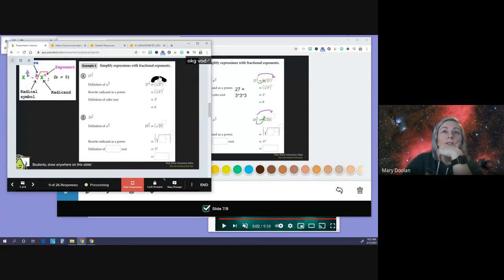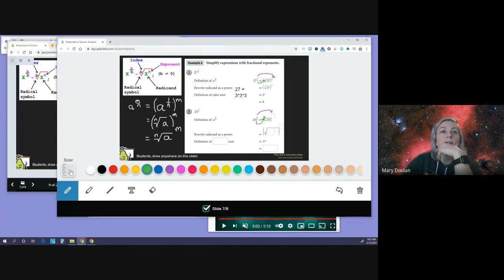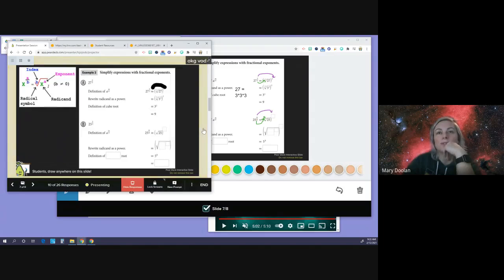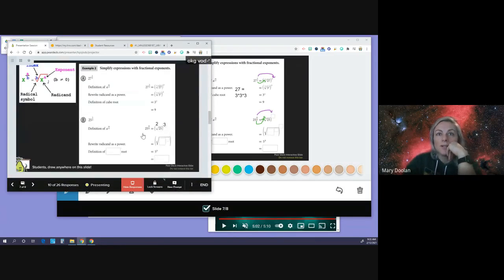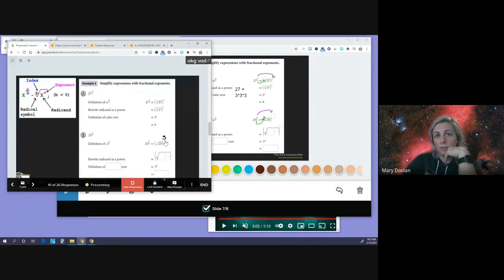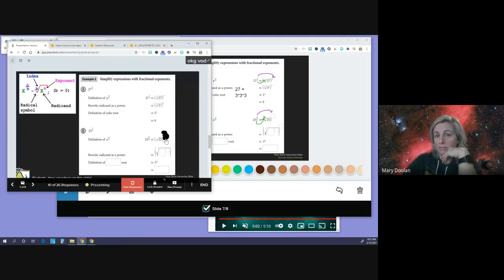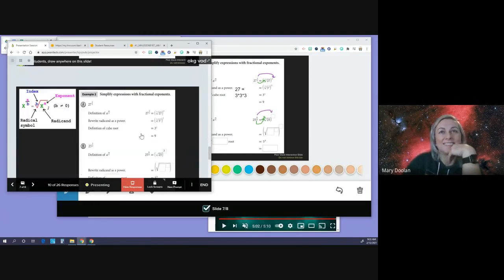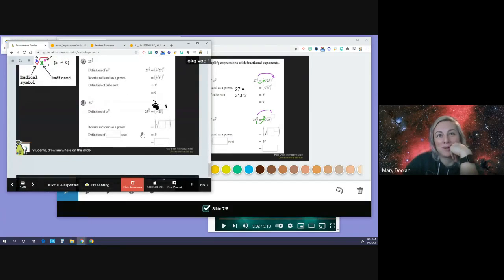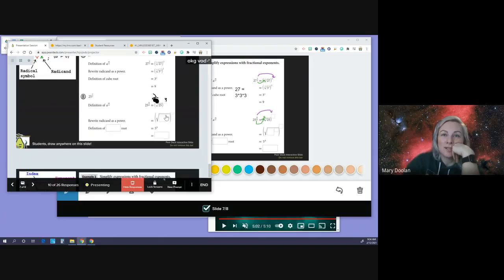So if you're using the pencil tool, remember you can resize it all the way over to the left right here and make it any size you want. You're going to want the smallest size if you're trying to write on your slide. Otherwise, it's going to come out like that. Yeah, a 3 here and a 2 here. That's good. Again, resize your tool so you can read that. Here's a 3. That's right.